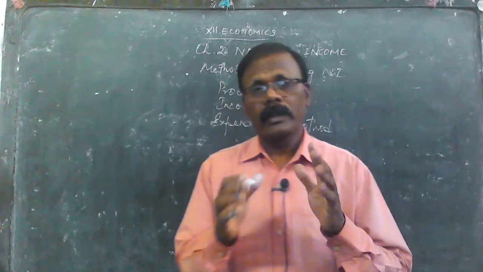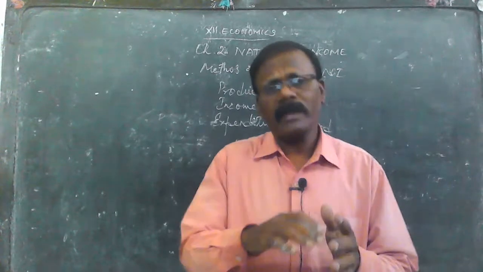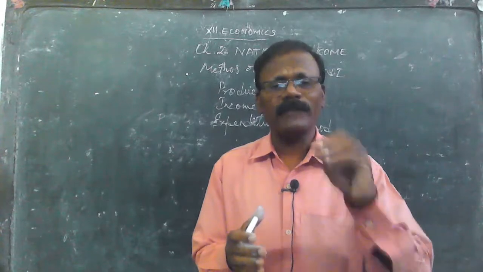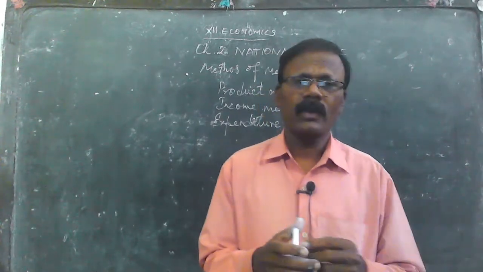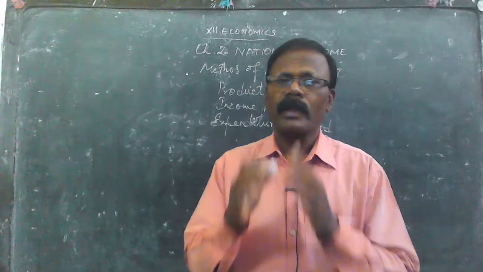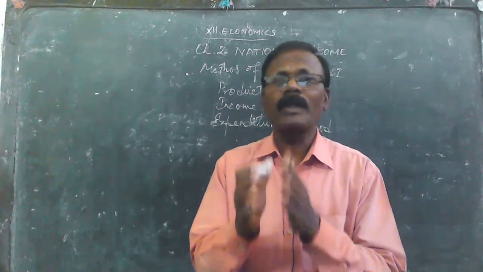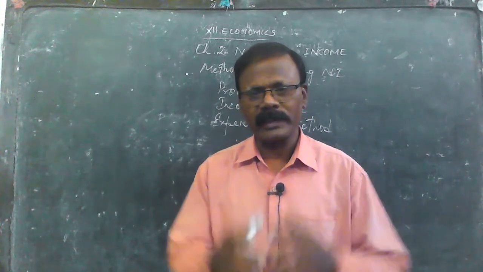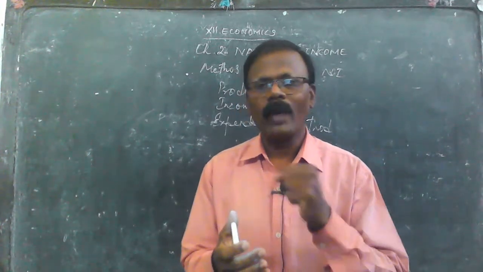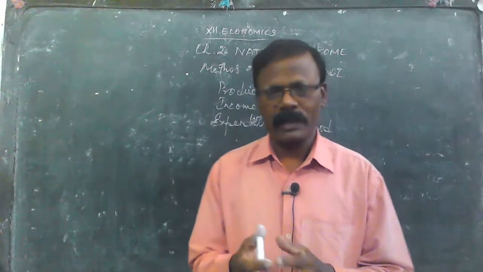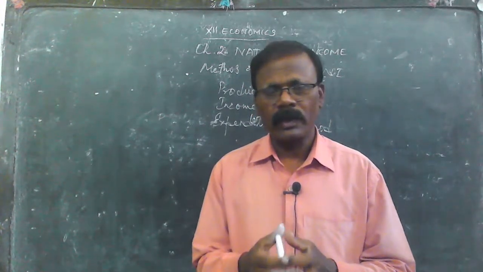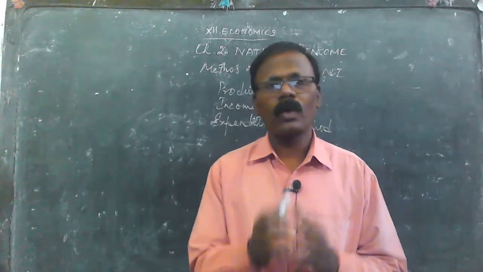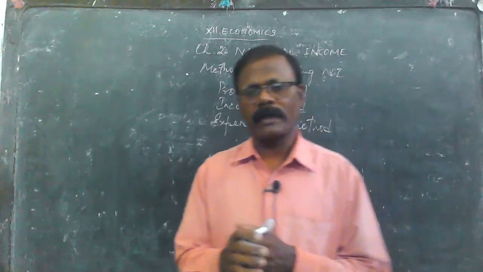Understood? To avoid double counting, what can be done? Either the value of the final product should be taken or the summation of all the values added should be taken. This is how the values can be estimated. Understood? This is how national income is estimated according to the product method.